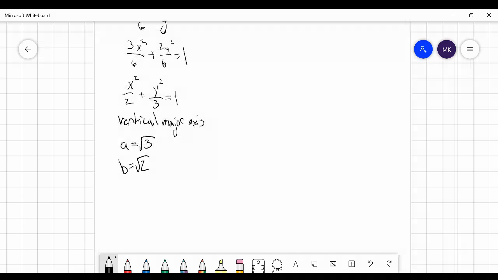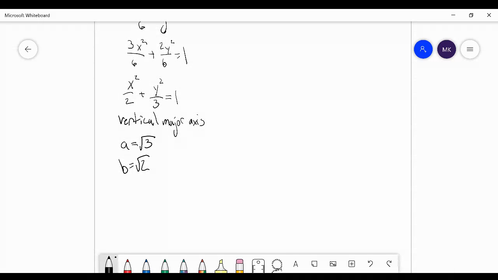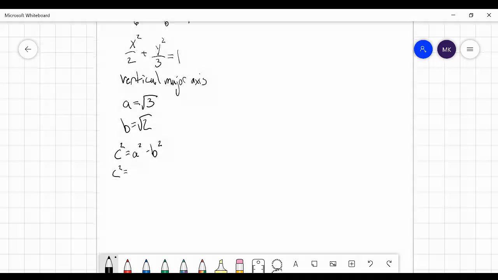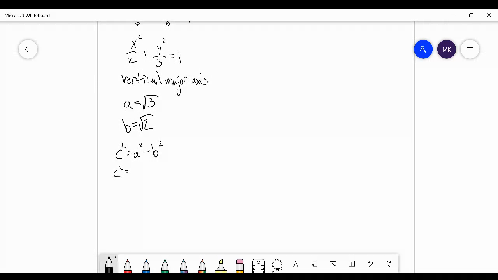Now there's another thing we want to find really quick before we do anything else, and that's our C value. So we know that C squared is equal to A squared minus B squared. In this case, A is root 3, B is root 2. Square both of those, and we get 3 and 2. So very simply, this is 3 minus 2. So C squared equals 1, which means C equals 1. So we know our A, we know our B, we know our C. That allows us to very quickly and easily identify our vertices, foci, and endpoints.